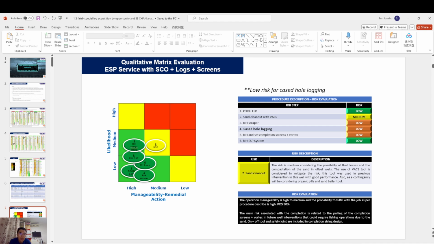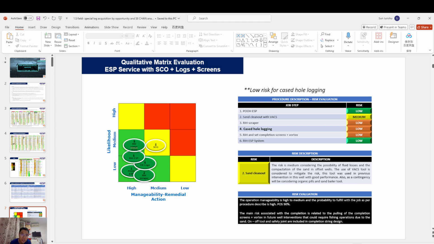The sand cleaning out risk is medium, considering the possibility of fluid losses and the compaction of the sand. In offset wells, the use of VACS tool is considered to mitigate the risk. This tool was used in the previous intervention in this field with good performance. Also, as a contingency, we'll be considering organic pills and sand bailer tool.